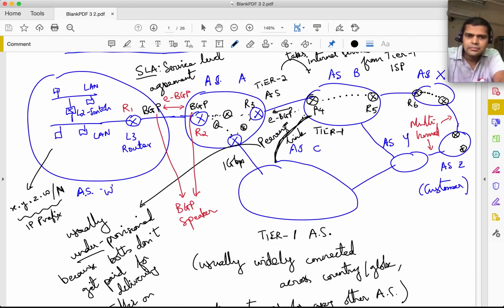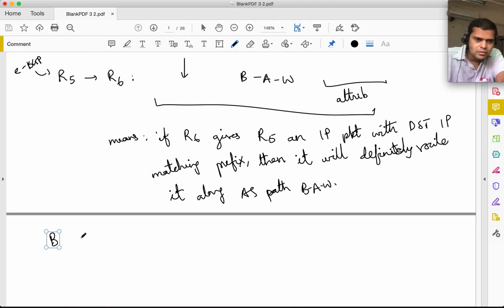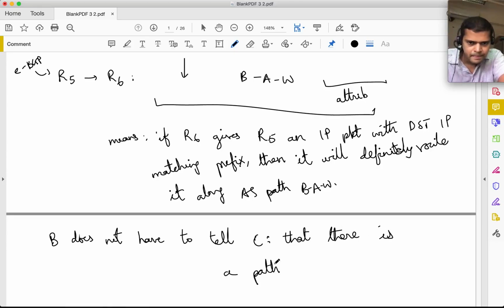And in that case, BGP allows it. So B may keep certain paths secret. B does not have to tell C that there is a path BA, or that there is a path BAW. Okay, so he's not compelled to give this information.